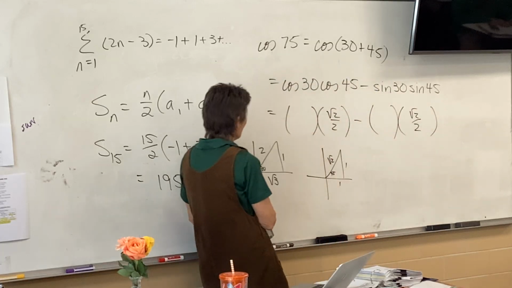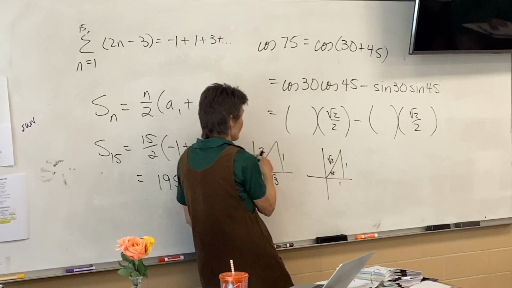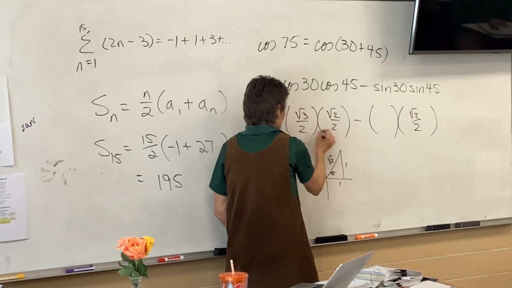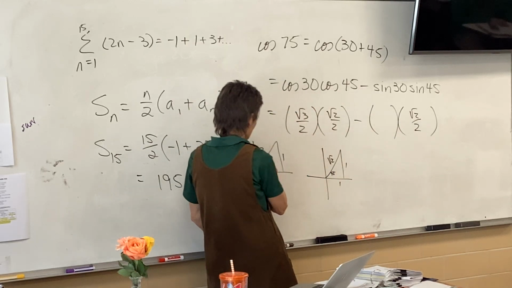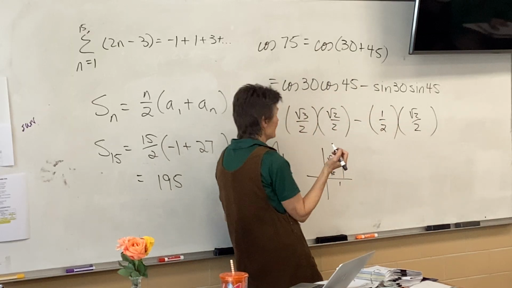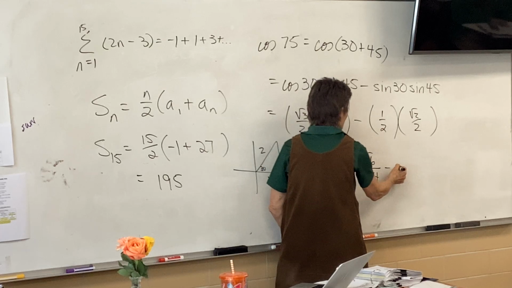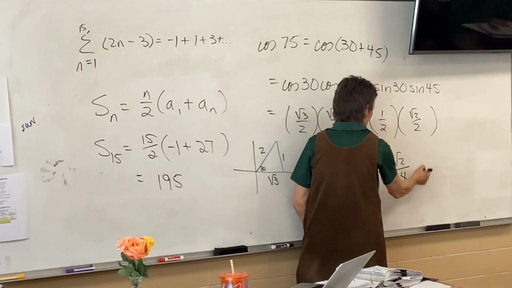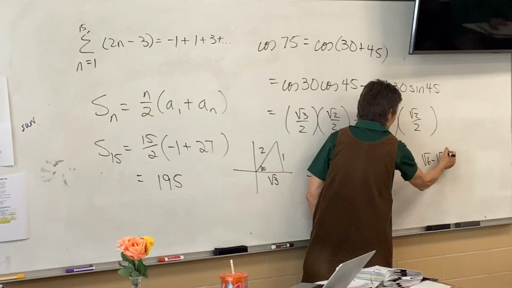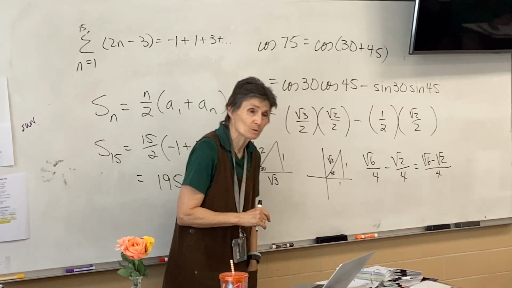All right, what is the cosine of 30? Root 3 over 2. Yeah. And the sine of 30 is 1/2. So if you remember doing these, we get root 6 over 4 minus root 2 over 4, and we normally combine those into one fraction. You can't combine the root 6 and the root 2.